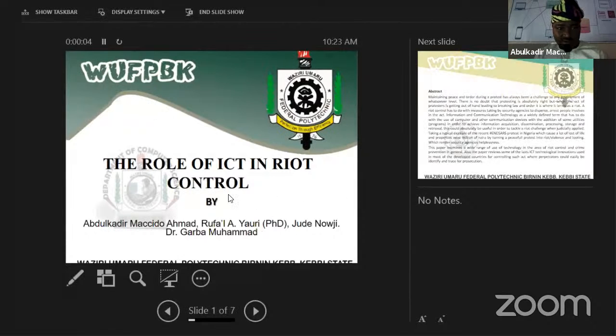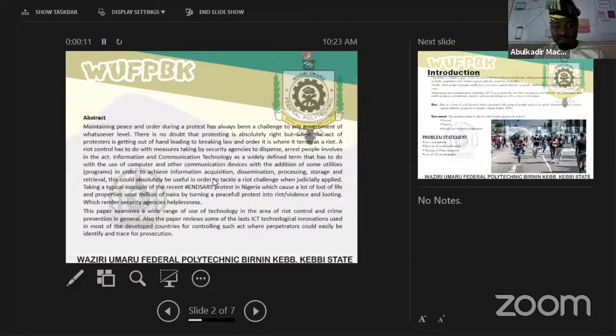On behalf of my co-authors, the title of the paper is The Role of ICT in Riot Control. In the abstract, a bit of description about the target of the paper and some of the challenges that arose of recent, like these NSAS protests. It is one of the examples of riots, typically the recent protests, which lead to riots. So the research tried to look at how ICT can come in and provide a solution.